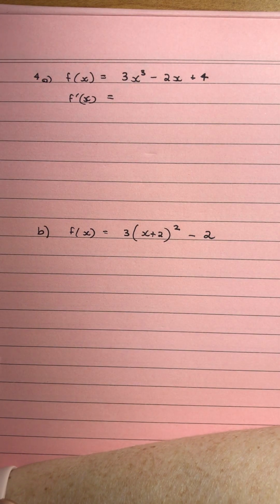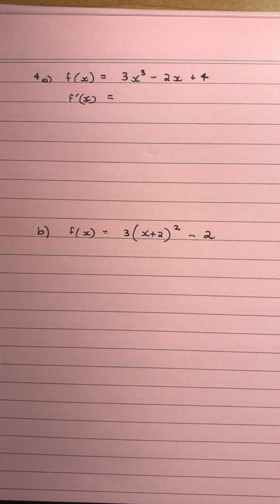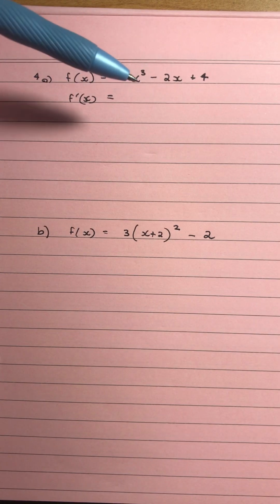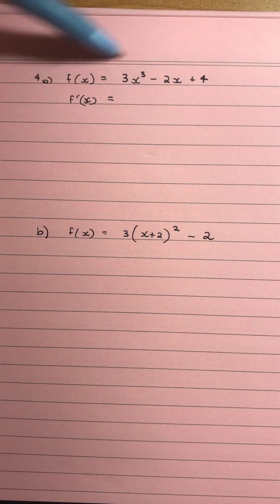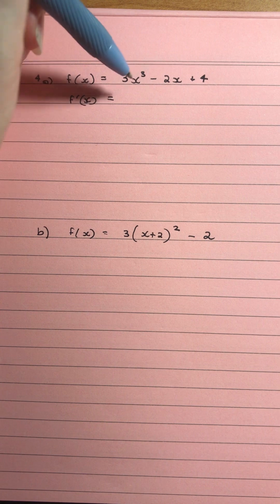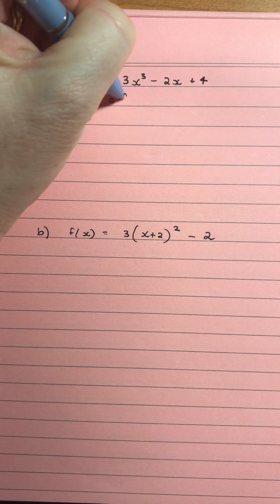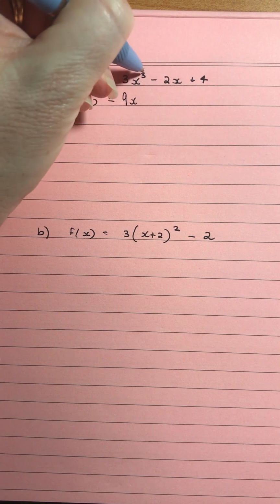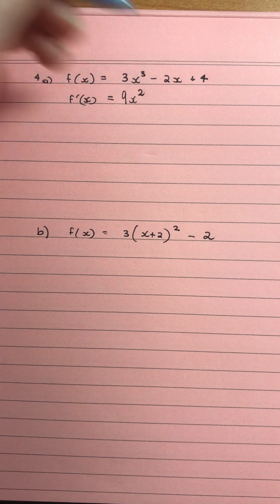Okay, we're going to do some derivatives by the rule today. A bit more Unit 2 revision questions. So first one, nice and easy polynomial. So we're bringing down that 3. So we get 9x, and then we are subtracting 1 from the power, 9x squared.